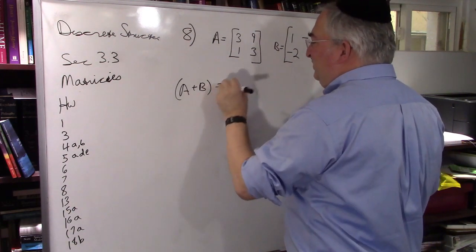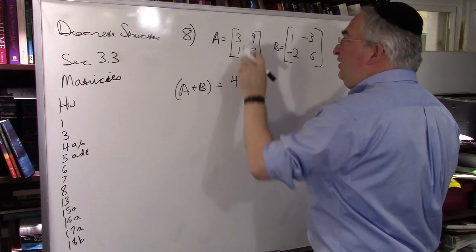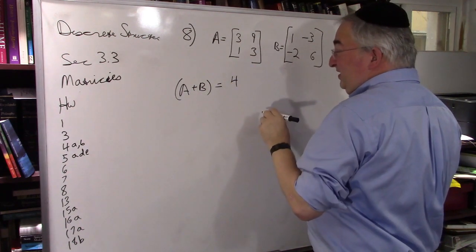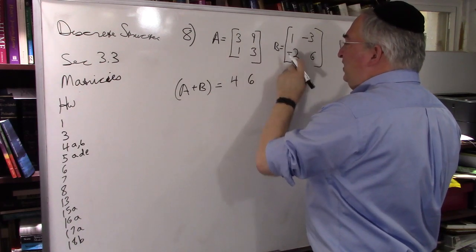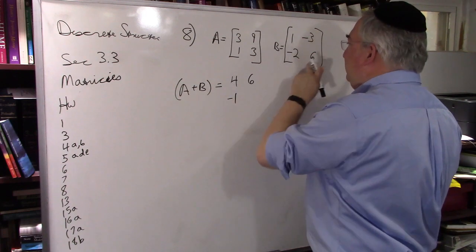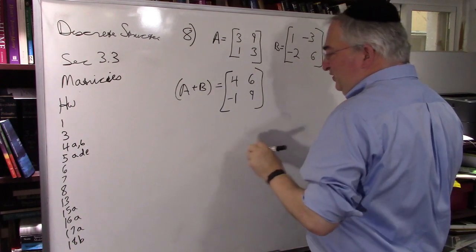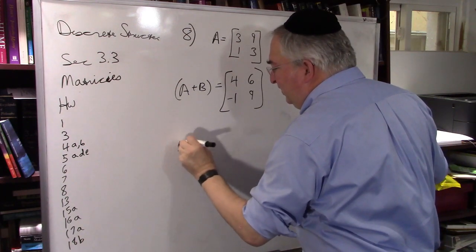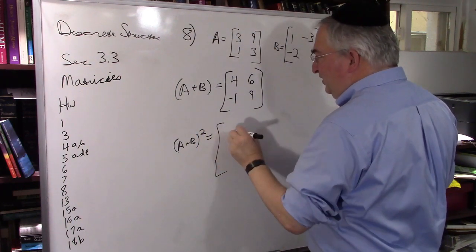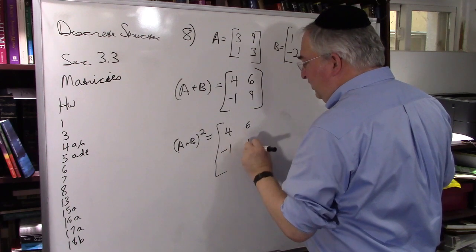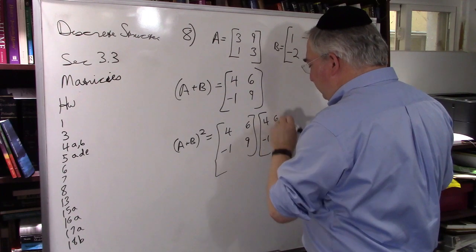A plus B is equal to 3 and 1 is 4. 9 and minus 3 is 6. 1 and minus 2 is minus 1. 6 and 3 is 9. Okay, that takes care of that. Good. A plus B squared is equal to, we have to write it out again so that we don't get confused, 4, 6, minus 1, and 9.